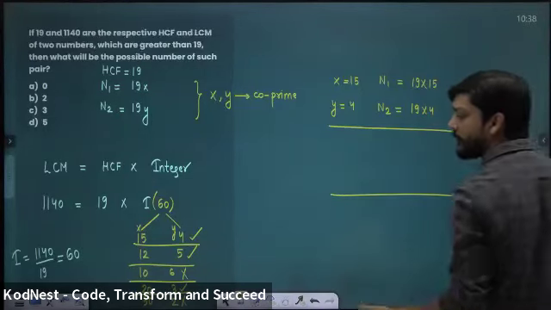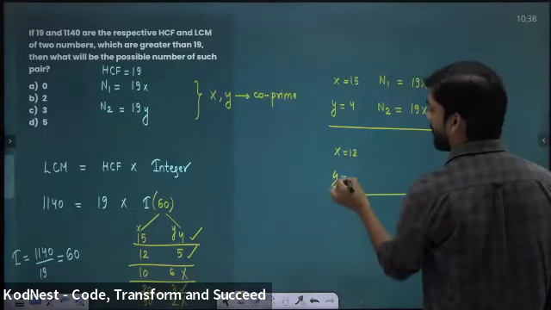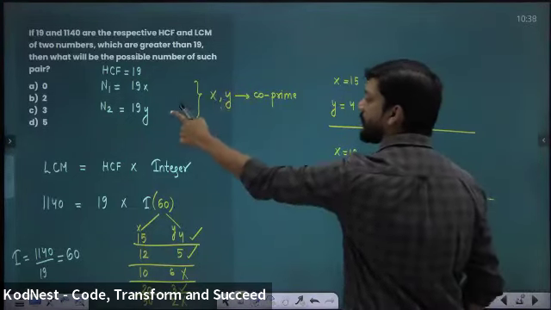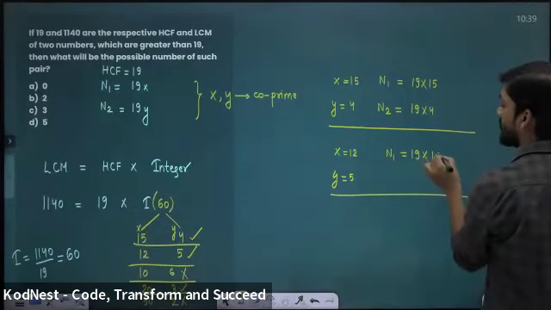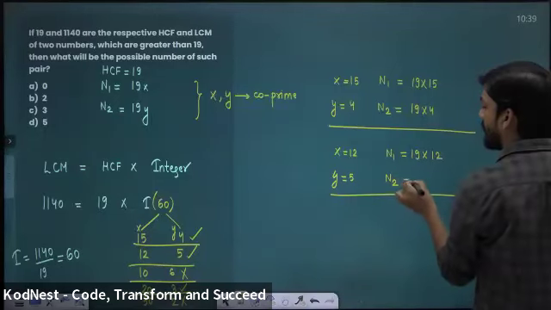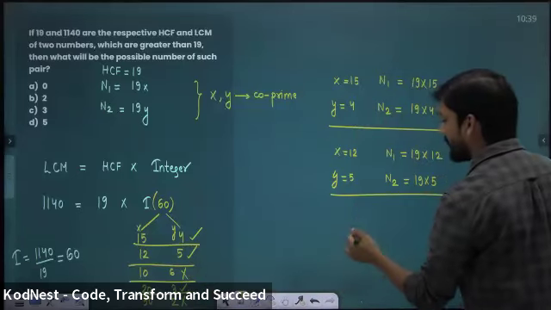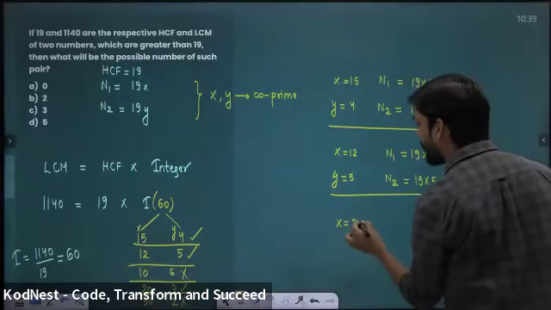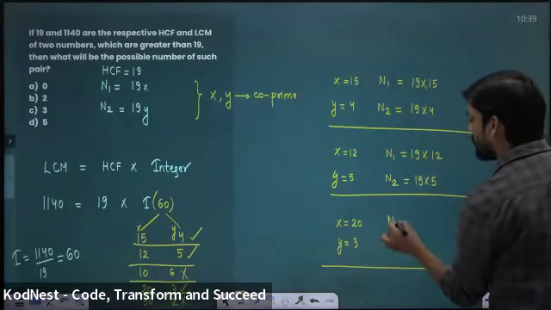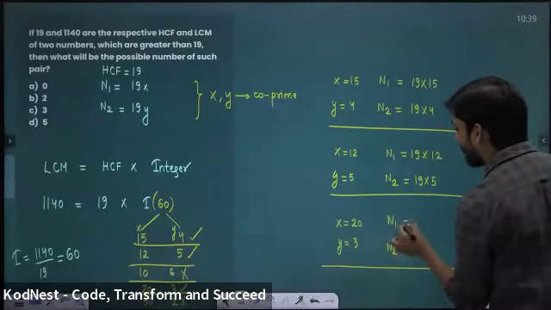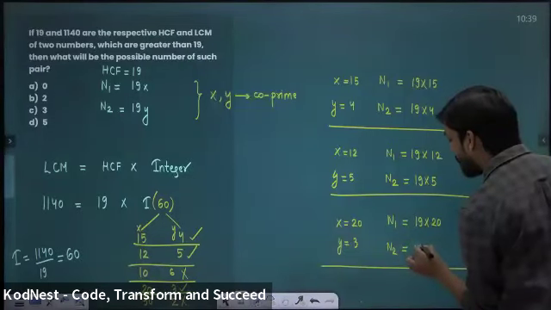Okay, if I take the second pair, which is 12 and 5, so please put x and y as 12 and 5. So n1 equals 19x, so 19 into 12, don't calculate, and 19 into 5. If I take the third one, that is 20 and 3, so x value 20 and y value 3, I will get n1, n2 as 19 into 20 and 19 into 3.